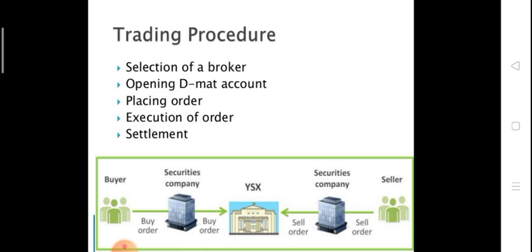We want to select a broker. Like in a private placement, which we have already learned in the primary market, we want a broker who holds the securities of different companies. So we have to deal with that broker. After selecting a broker, we want to open a demat account. In the Securities and Exchange Board of India, that means SEBI, we have to open a demat account.